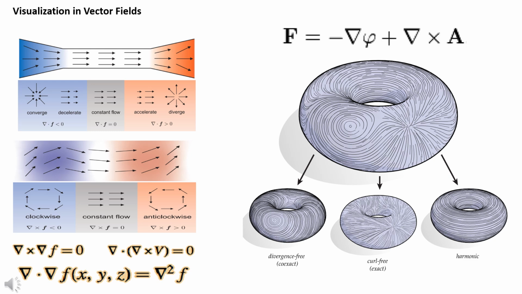Additionally, we will introduce the Helmholtz decomposition, a powerful theorem that breaks down any sufficiently smooth vector field into three distinct components. The gradient of a scalar field points in the direction of the greatest rate of increase. A zero gradient indicates no change in field intensity, a positive gradient signals an increase, and a negative gradient marks a decrease.